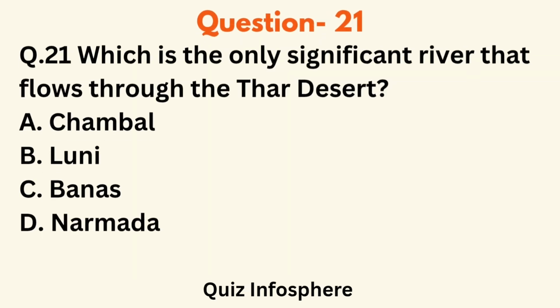Question 21. Which is the only significant river that flows through the Thar Desert? Chambal, Luni, Banas, Narmada.